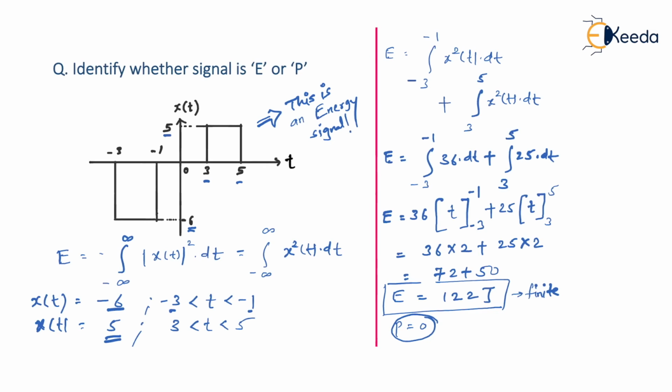So I'm just giving you one important point. As I said, every time it is not possible for us to go through those lengthy procedures and identify whether it is energy signal or power signal. So now I'll give you a clue. Just by looking at the graphical nature of the given signal x of t, one can identify whether it is energy signal or power signal. But yes, if they are asking you the value of energy, then there is no option but you have to solve this problem. But here the question was just to identify whether it is energy or power.